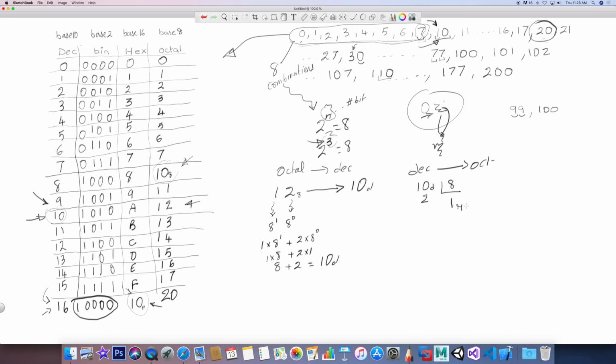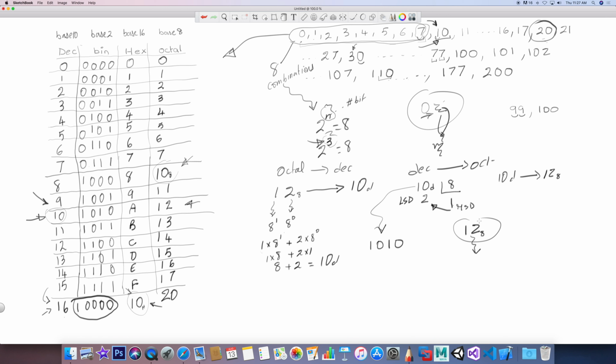So this will become your most significant digit, and this will become your least significant digit, and you're going to read it this way. So what is that? 1, 2, and sure enough, and this is octal, that is 12. So 10 decimal again is 12 in octal. Okay? So let's look at 10 decimal in binary. Right? So that's 1010. Agreed? Okay? So now let's convert this to binary.